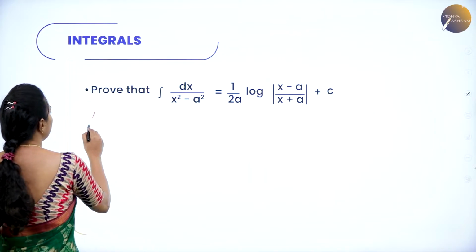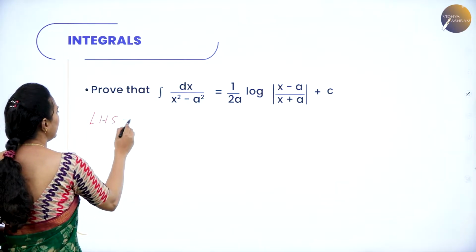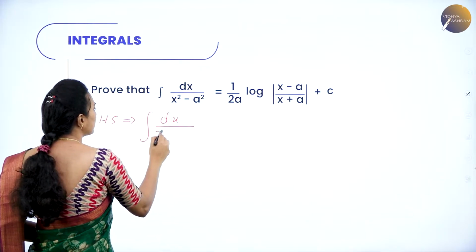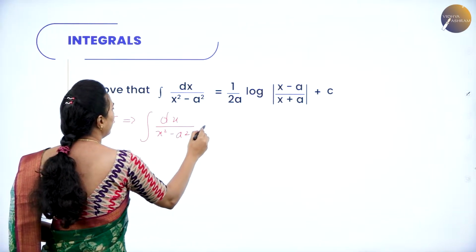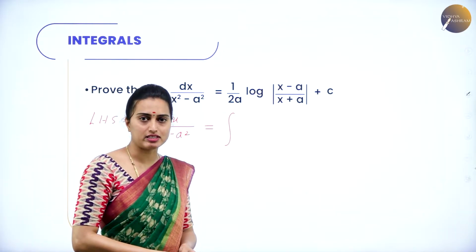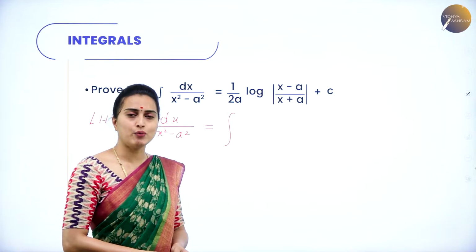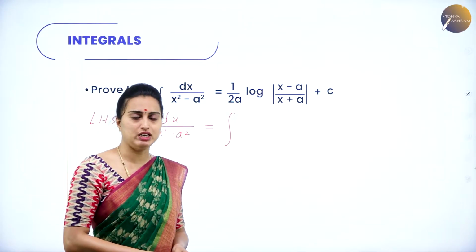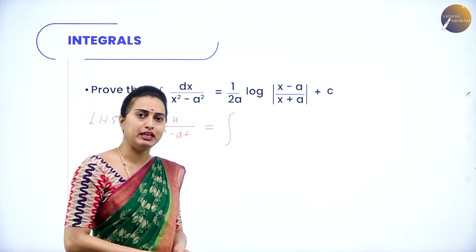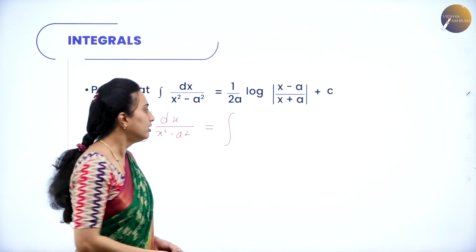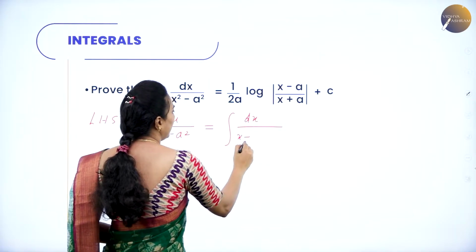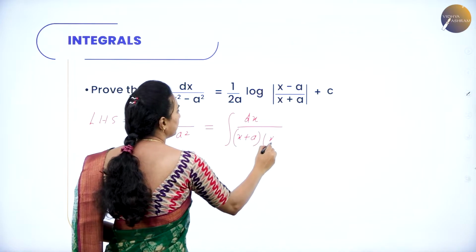We'll be having the left hand side as, left hand side implies integral of dx divided by x squared minus a squared. Now, dears, I am writing this x squared minus a squared as, according to the formula, a squared minus b squared is a plus b into a minus b. So therefore, a replaces here x and b replaces here a. That's it. So integral of dx divided by x plus a into x minus a.